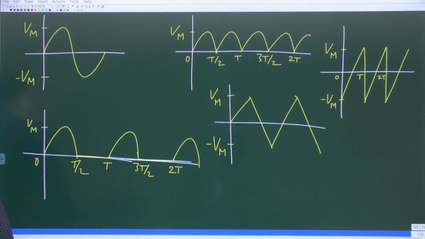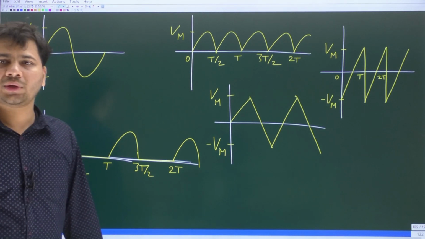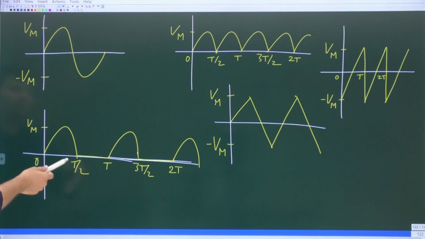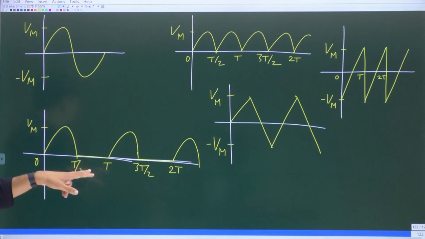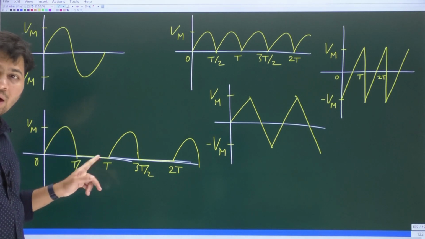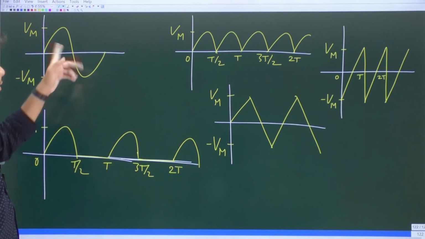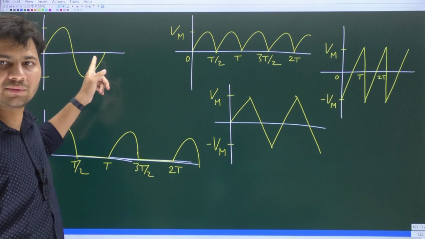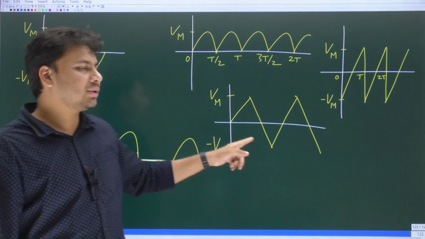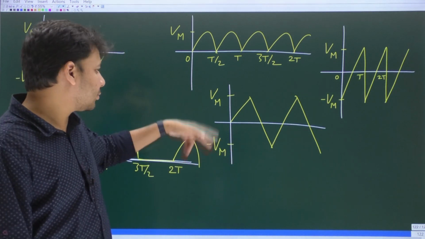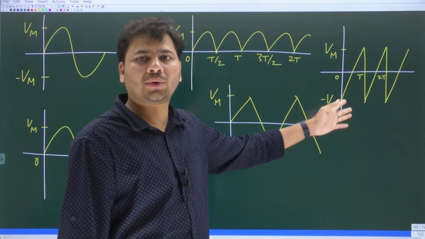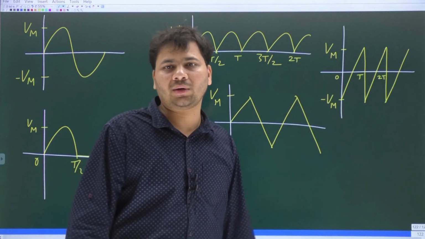So these are 5 different periodic waveforms. The first is a pure sine wave, which varies between Vm and minus Vm. The second waveform is the half wave rectified version of this pure sine wave. Yes. This waveform is the full wave rectified version of this pure sine wave. This of course is a triangular waveform, which again varies between Vm and minus Vm. This is a sawtooth waveform, also varying between Vm and minus Vm.